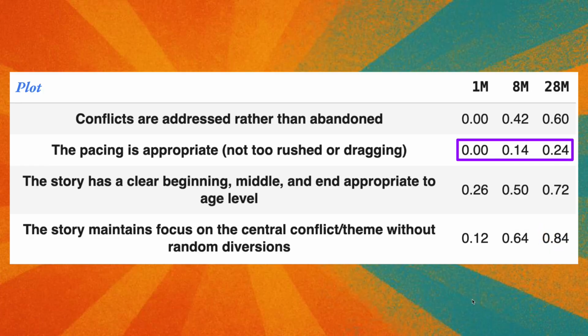And then the last category is our story-related capabilities, which is plot. And some things I want to highlight. Well, first, let me read the criteria. Conflicts are addressed rather than abandoned. The pacing is appropriate, not too rushed or dragging. The story has a clear beginning, middle, and end, appropriate to age level. The story maintains focus on the central conflict theme without random diversions.